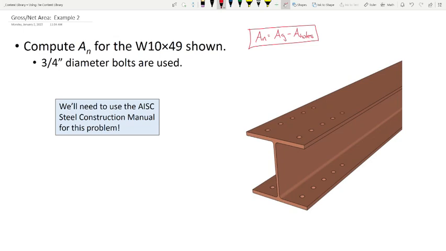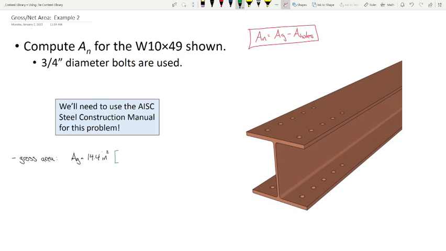You look it up in the AISC 15th edition steel construction manual that everybody brought to class. So what is the gross area of a W10 by 49? We're going to make sure everybody finds it. What was the gross area again? 14.4 square inches.